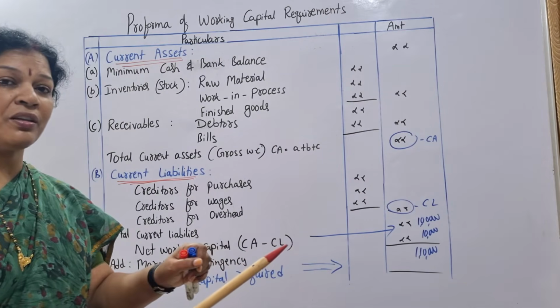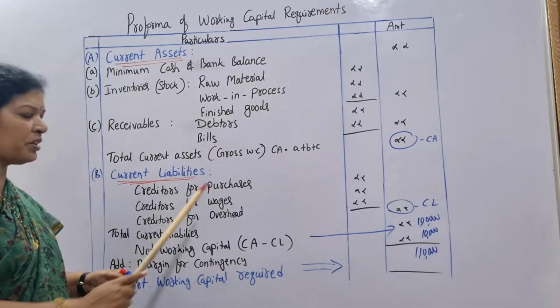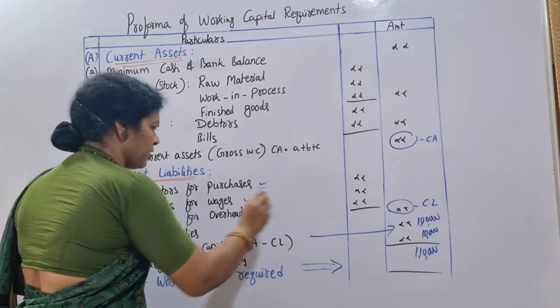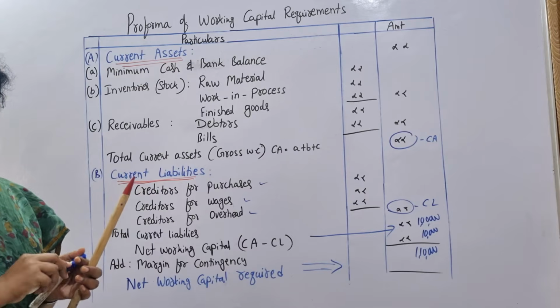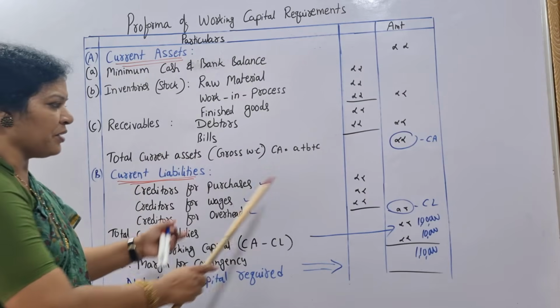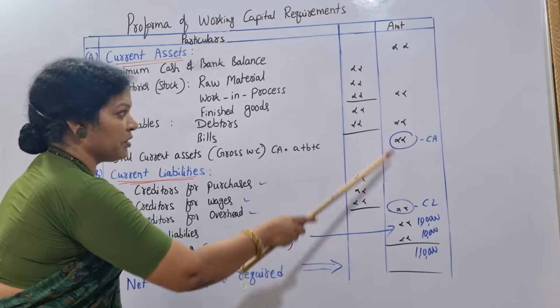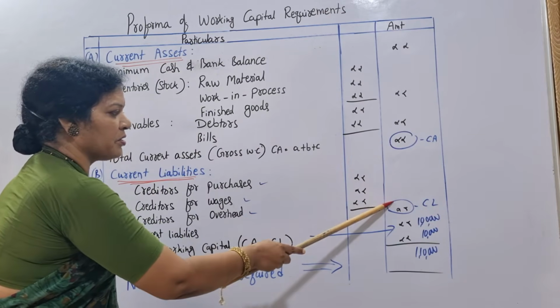Next we will focus on the current liabilities. There are only three items: creditors for purchases, creditors for wages, creditors for overheads. These three we write in the inner column, and this total is written in the outer column. That is current liabilities. Current assets, current liabilities.